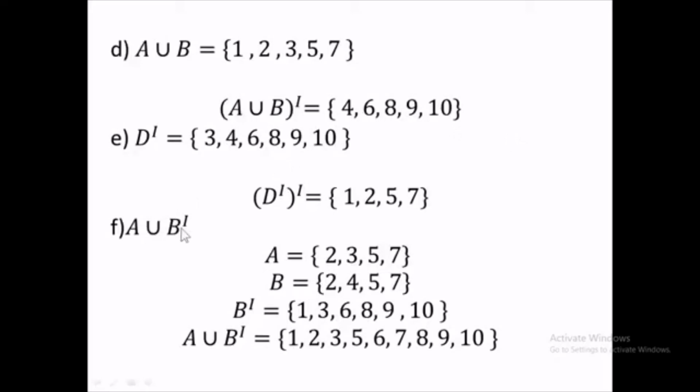Then you have A union B complement. Your set A is this, then set B is D. Find the complement of set B first: 1, 2, 3, 6, 7, 8, 9, 10. Then find A union B complement.